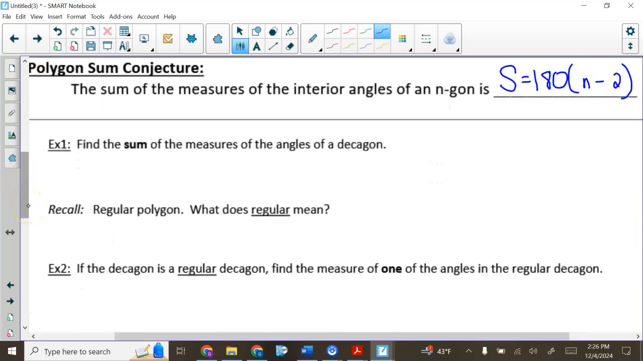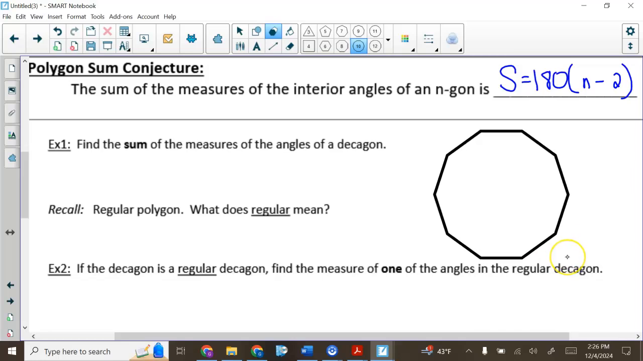All right, so the first example: find the sum of the measures of the angles of a decagon. Now you don't need to draw this out, but I'm just going to draw it out so you guys can visualize what shape we have here. A decagon. So that is 10 sides. So we say n equals 10.